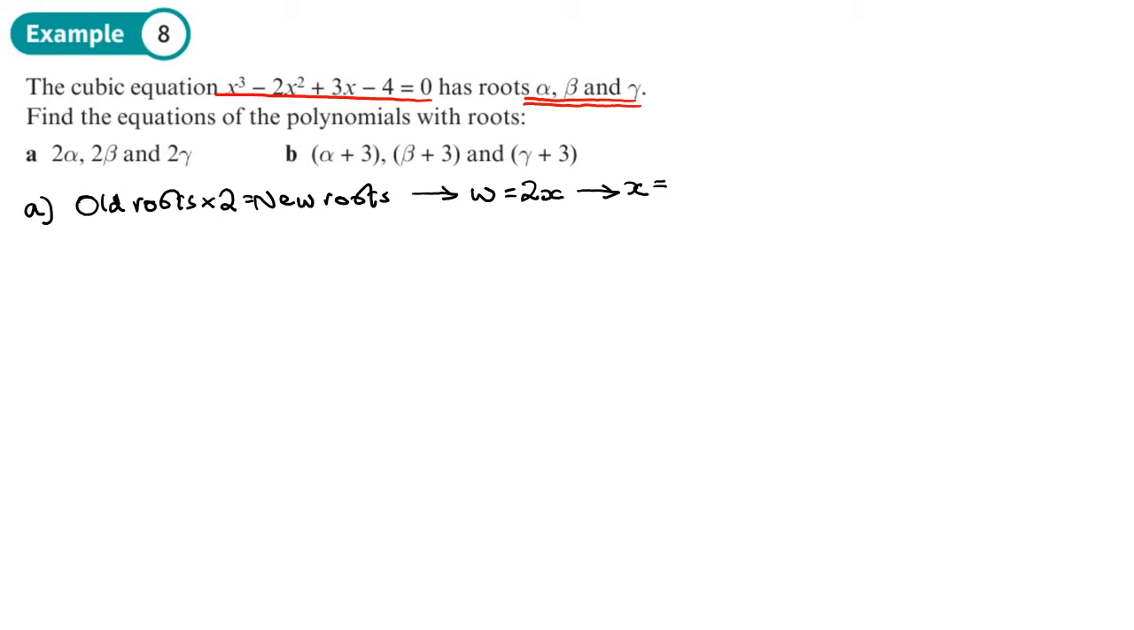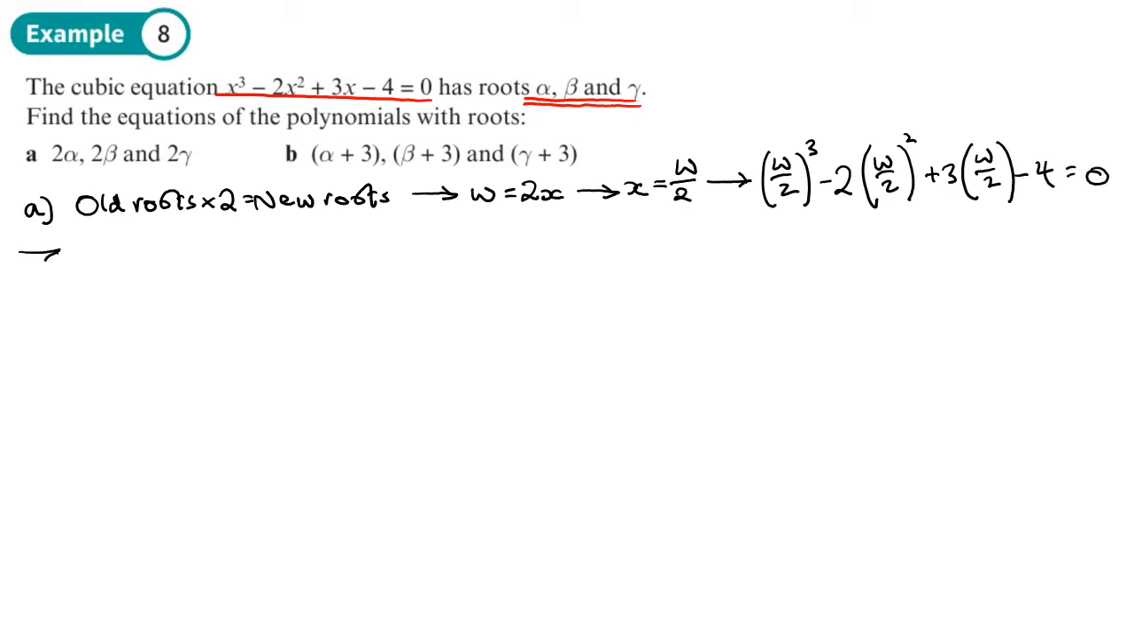So I have x equals w over 2. Now all we do is substitute w over 2 into the original equation here, and then basically multiply it out and simplify it to work out what this new equation is. Okay, so we're going to have w cubed over 8 minus 2 times by w squared over 4 plus 3w over 2 minus 4 equals 0.